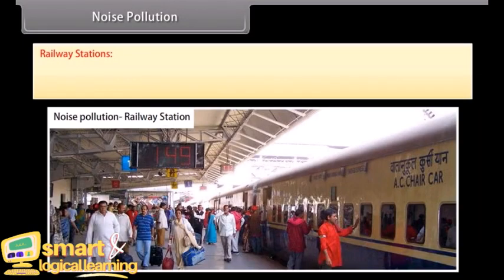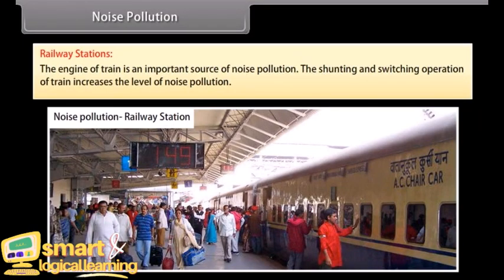Railway stations. The engine of a train is an important source of noise pollution. The shunting and switching operation of trains increases the level of noise pollution.